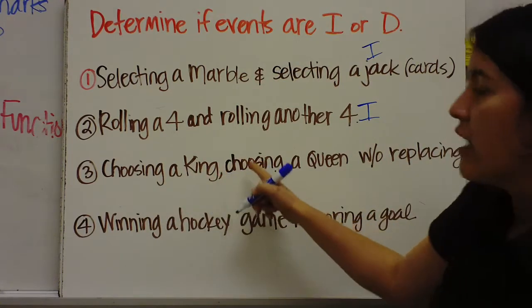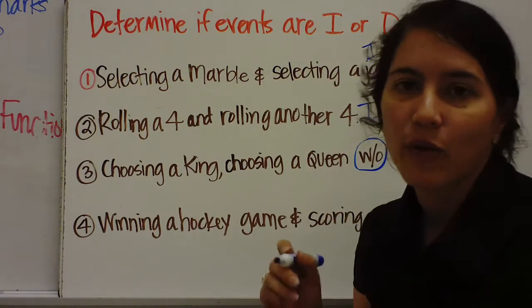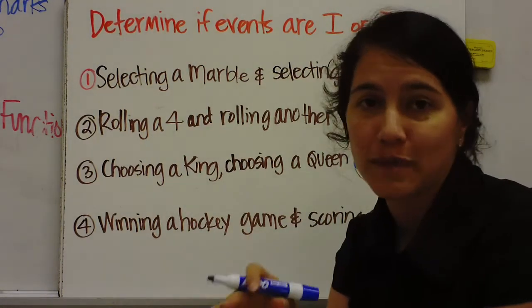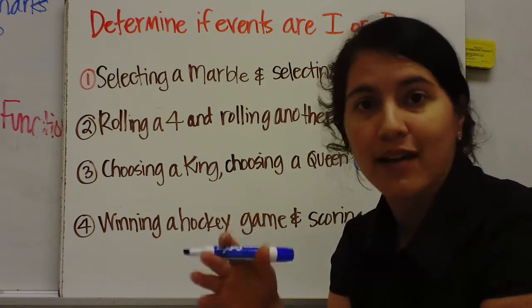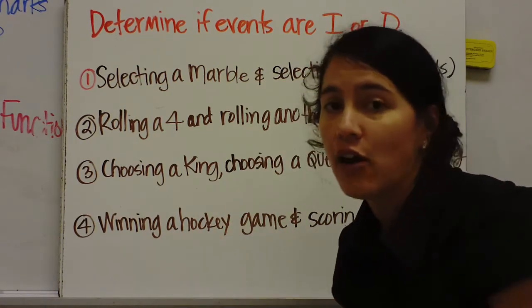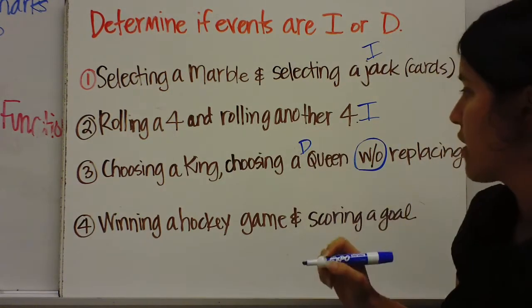Choosing a king, then choosing a queen without replacement. When it says without replacement, that means you do not put that card back, the first card. So if you take a card out of a deck and you do not put it back, that affects the second outcome because you don't have 52 cards anymore. So this would be dependent.